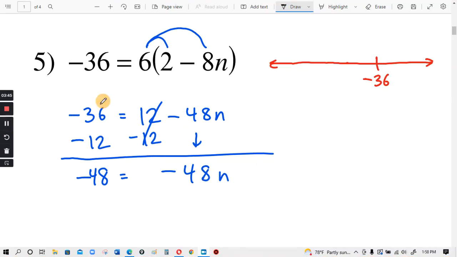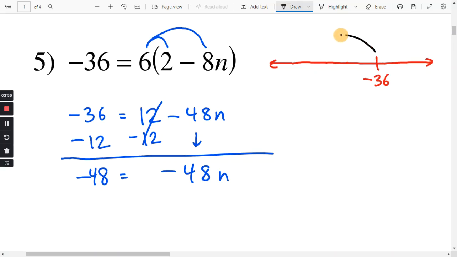All right, I just want to remind you for this step here, if you're at negative 36 on the number line and you subtract 12, you are going to go 12 units to the left. Okay, so the number you get when you subtract 12 should be smaller than negative 36. All right, so that's why it's negative 48.